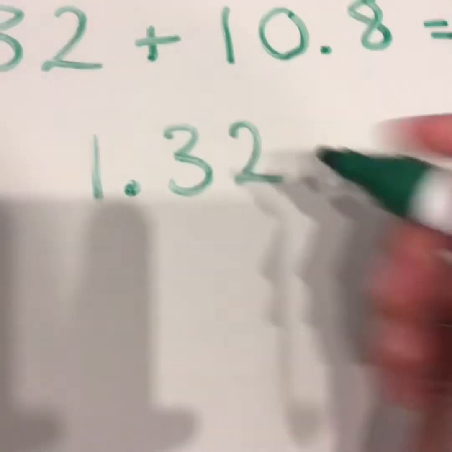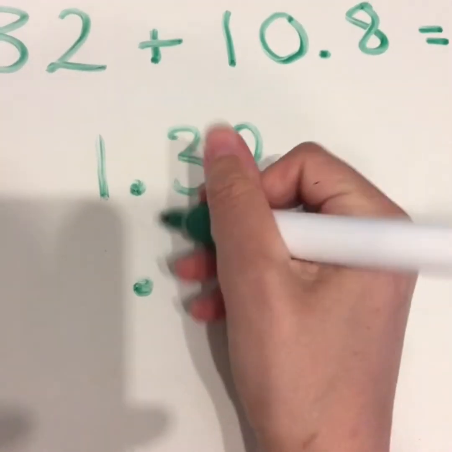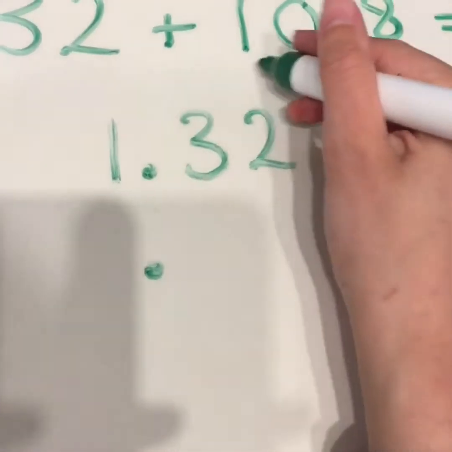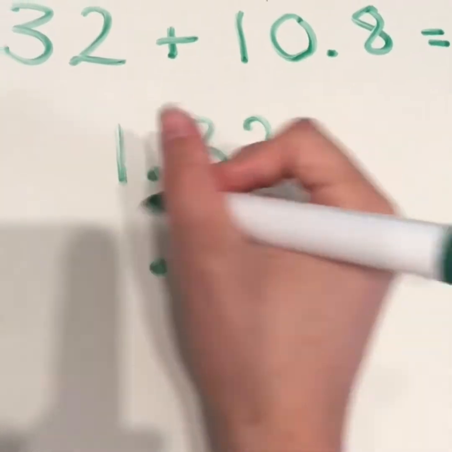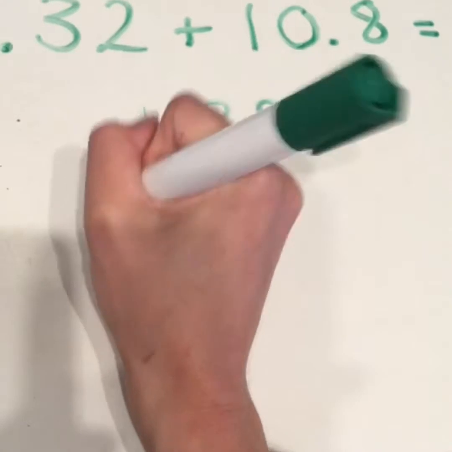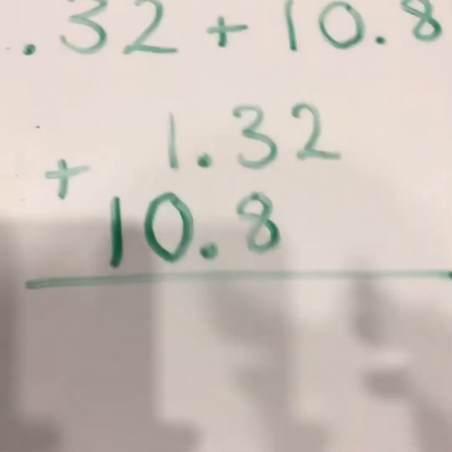Now, the easiest way to do this is to put your decimal points in so they are lined up. So I've got 10.8. So the 8's in the 10ths column, as is the 3. I've got no 1s and I've got 1 ten, and I'm adding them together.